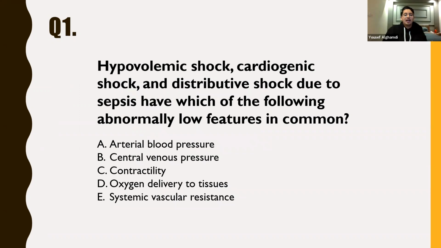Okay, I'll read. So hypovolemic shock, cardiogenic and distributive shock due to sepsis, right? Have which of the following abnormally low features in common? So all of these, hypovolemic, cardiogenic, distributive shock. We didn't really talk about distributive shock, but cardiogenic and septic hypovolemic we talked about, right? So what do they have in common?